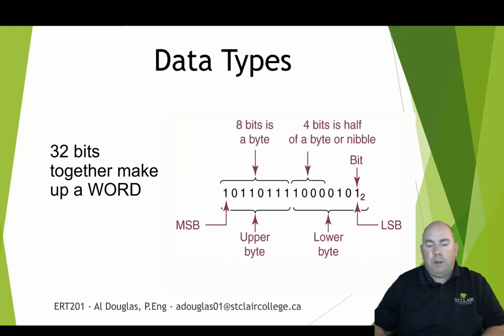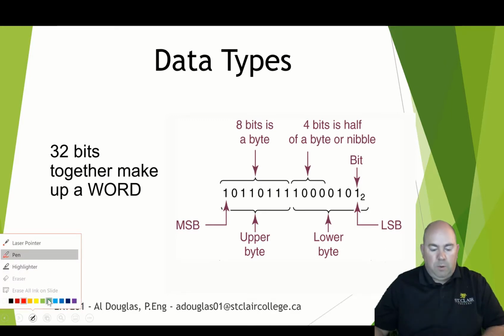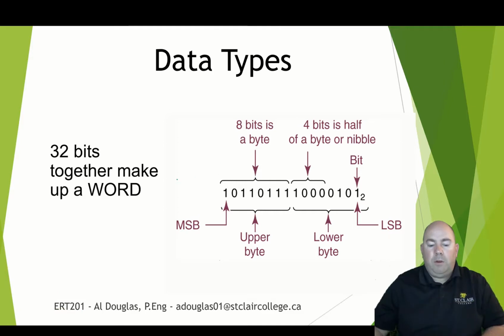We talked about some different things with data types. So remember that 32 bits together make up a word, and then within that word, an individual item, an individual 1 or a 0, is called a bit or a binary digit. Then we can group 4 bits together, and we call that a nibble. A nibble is 4 bits together. 8 bits together forms a byte.